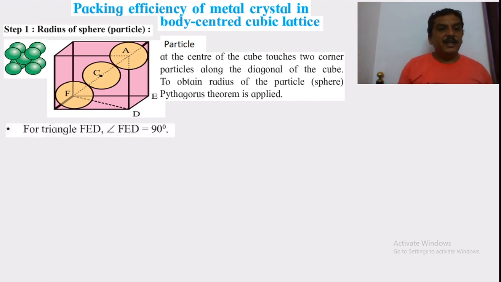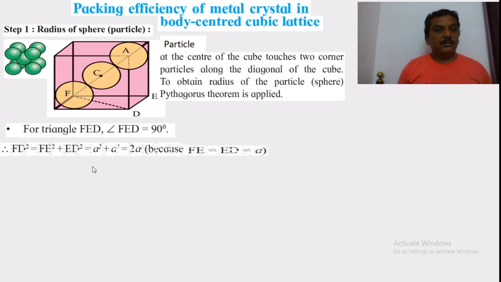Hence first we will consider the triangle FED, and we know FD square is equal to FE square plus ED square, and FE and ED are each a, hence FD square is equal to a square plus a square, which is equal to 2a square. And if we observe this figure carefully, this is R, this is 2R and this is R. If we combine this, it becomes 4R. We will use it later.